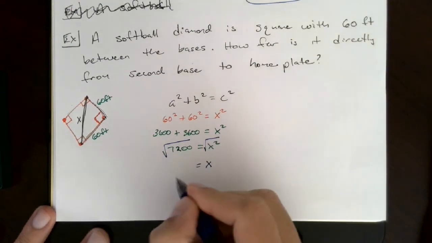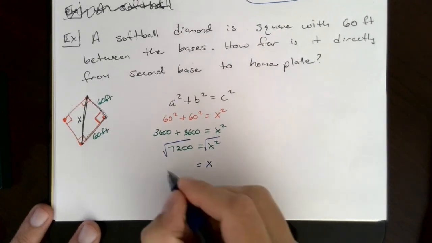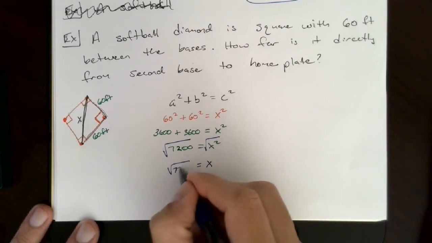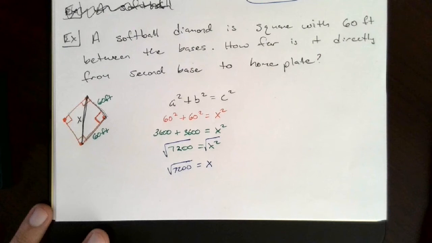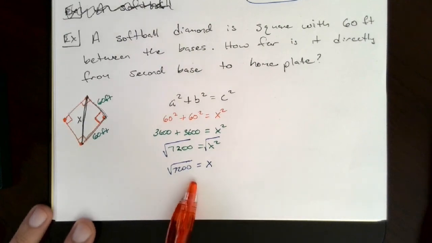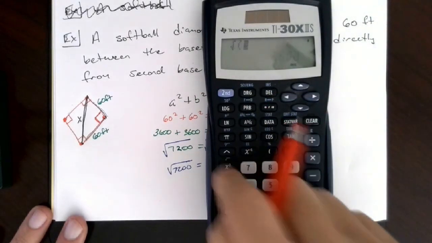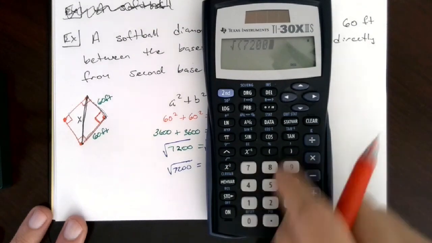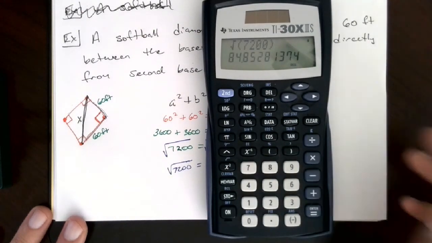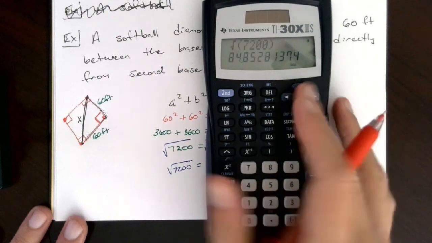The square root of 7,200 is what I have on the left side, and we want to simplify that. Let's get the exact answer here, and then we'll do an approximation after. So the square root of 7,200. 7,200 is not a perfect square. If you tried it on your calculator, you'd take the square root of 7,200 and you'll see it doesn't come out perfect. That would be the decimal approximation.